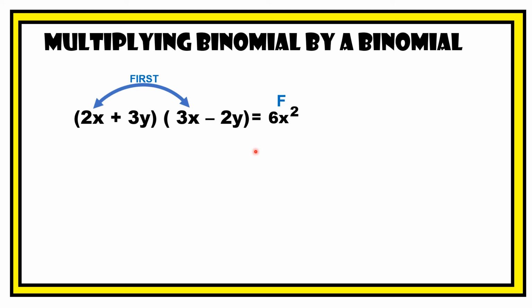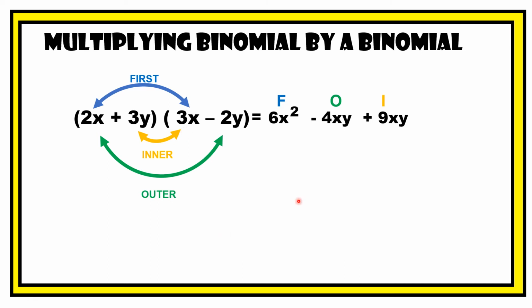Next, yung outer term. So, we have 2x and negative 2y. So, multiply natin ang outer term. The answer is negative 4xy. Next, yung inner term. Ang inner term ay 3y and 3x. So, multiply 3y at 3x. The answer is positive 9xy.